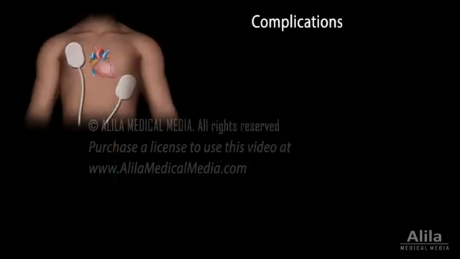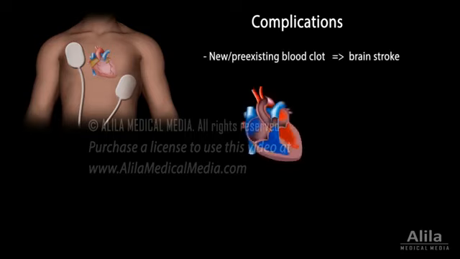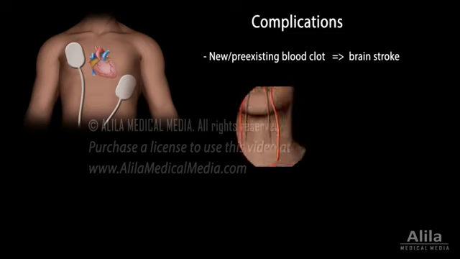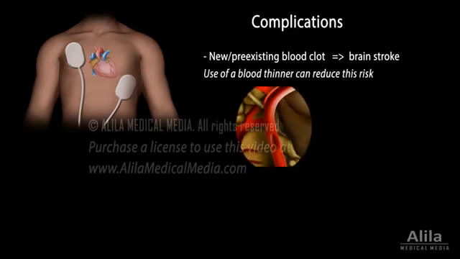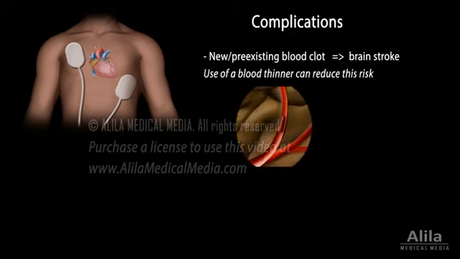Though uncommon, several complications may occur with cardioversion. The procedure can either cause a new blood clot to form or a pre-existing clot, such as in patients with atrial fibrillation, to dislodge and travel to the brain, resulting in stroke. Use of a blood thinner before cardioversion can reduce this risk.